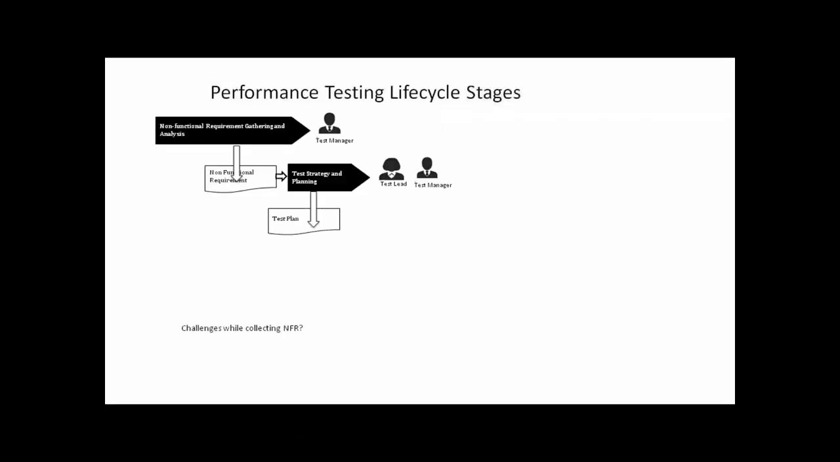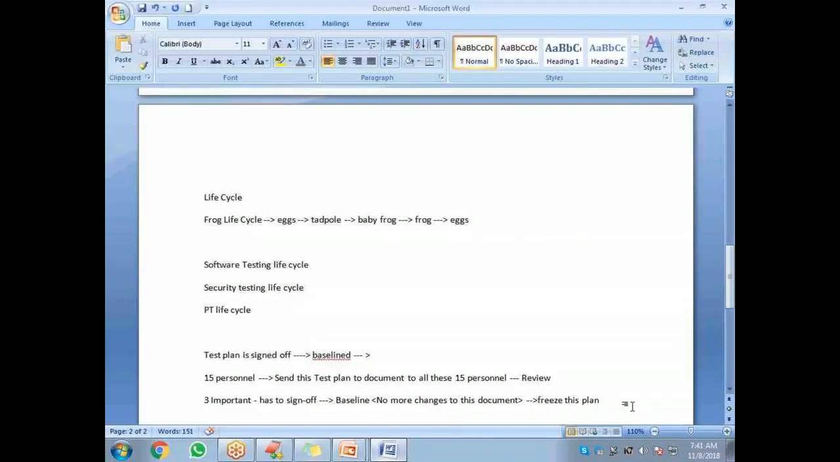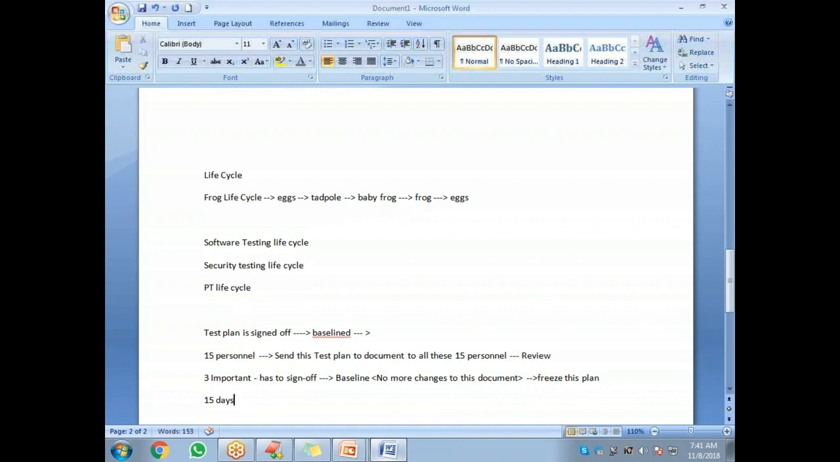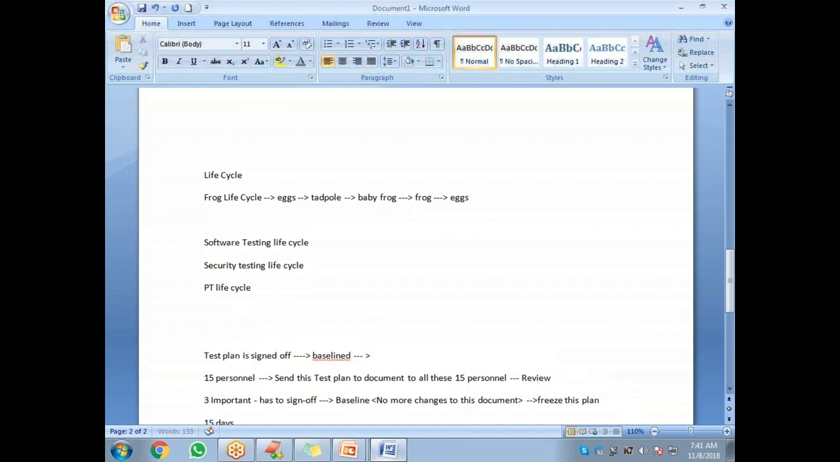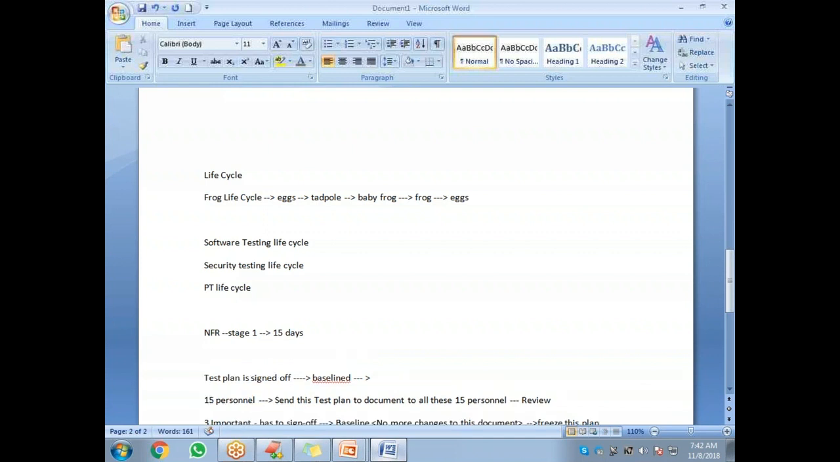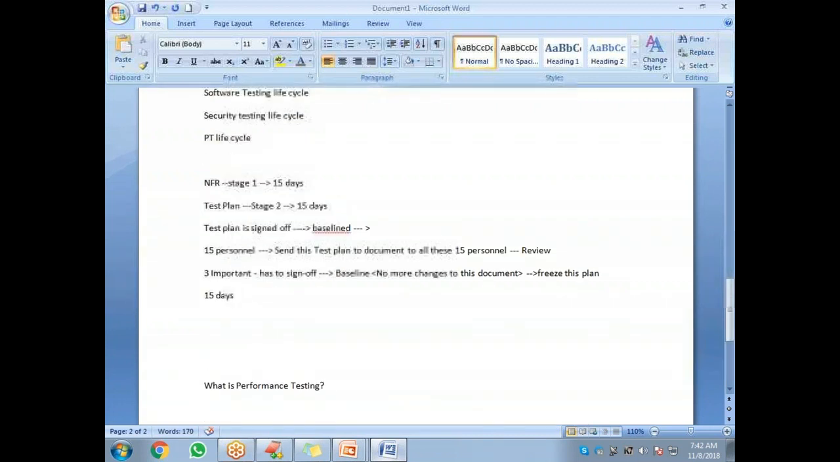Now that the document is baselined, which means that everybody is happy, and you're freezing the document. And this process happens for how many days? 15 days. Total, the first stage is for 15 days. Stage 1 is for how many days? 15 days. Now we are in stage 2. Stage 1 was the NFR stage. Now stage 2 is the test planning stage, the test plan or test strategy phase. This happens for how many days? 15 days. So total 30 days is done.